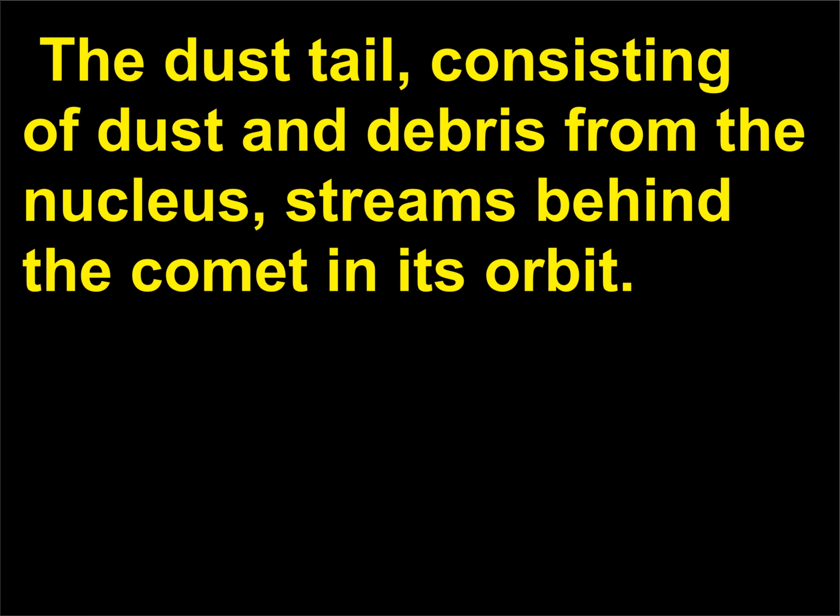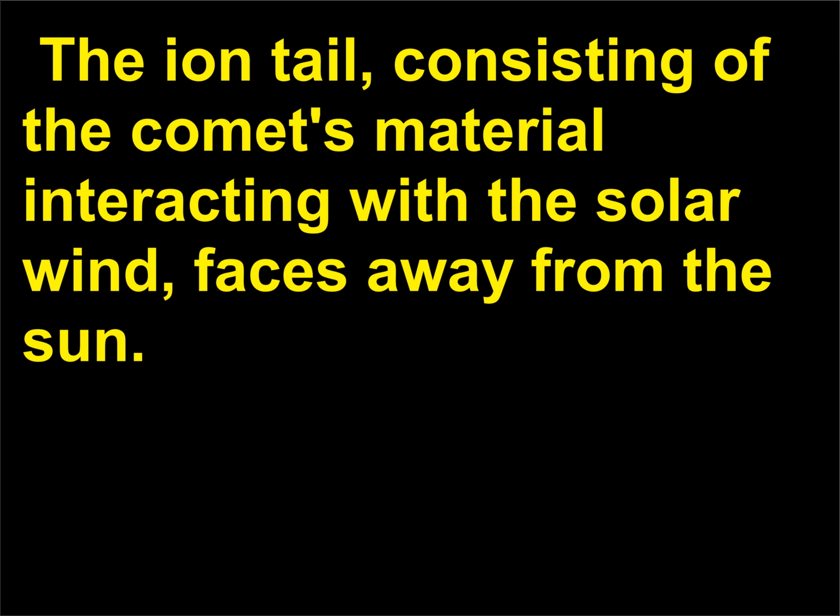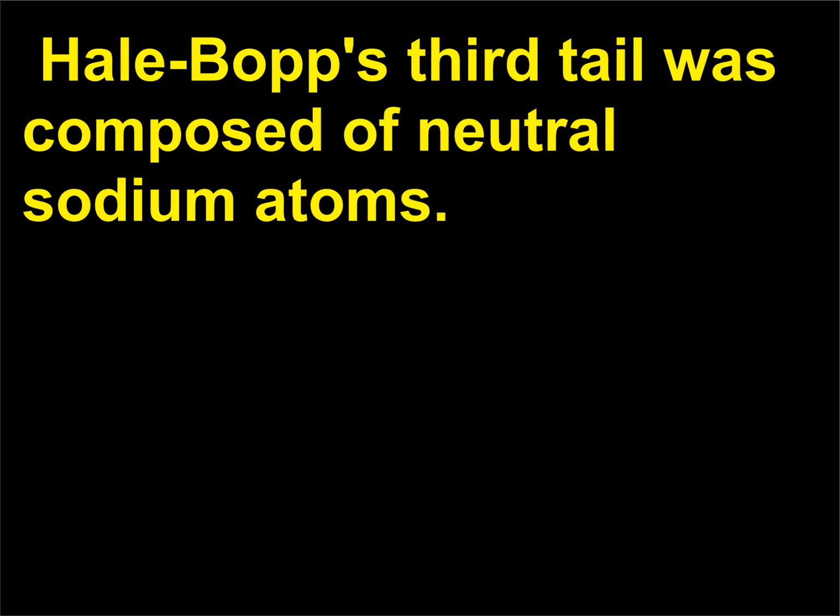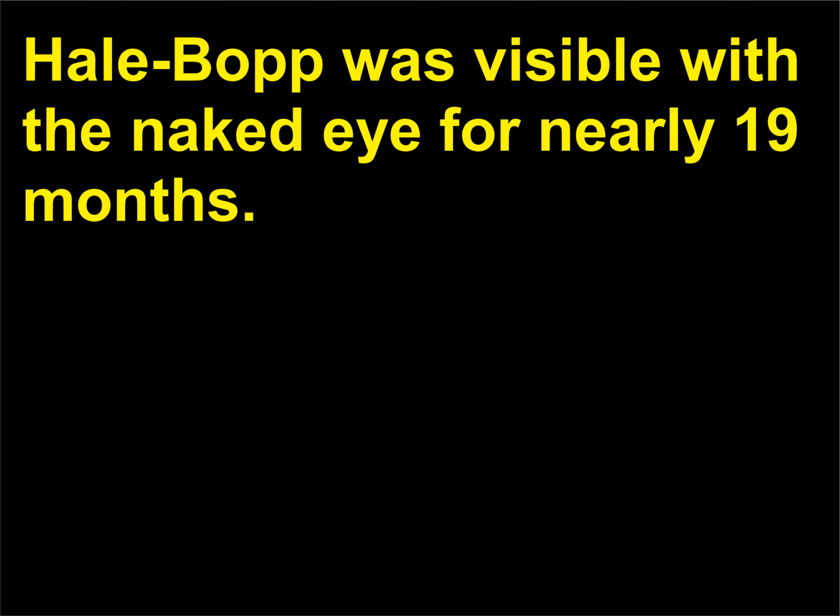The dust tail, consisting of dust and debris from the nucleus, streams behind the comet in its orbit. The ion tail, consisting of the comet's material interacting with the solar wind, faces away from the Sun. Hale-Bopp's third tail was composed of neutral sodium atoms. Hale-Bopp was visible with the naked eye for nearly 19 months. It is not expected to return for 4,000 years.